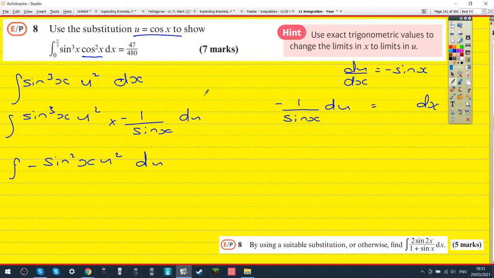So in the beginning, we had sine cubed x, cos squared x, and dx. So we replaced cos squared x with a u squared, and we replaced dx with a du. So how could you replace sine squared x with something to do with u? Do we need to use the formula sine squared x plus cos squared x equals 1?